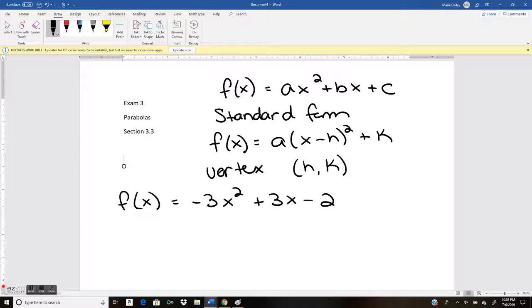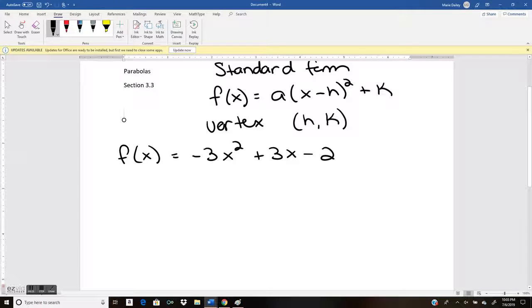Okay, and we want to go ahead and analyze this function. So I want to know, does it open up or down? I want to know its vertex, x and y intercepts, axis of symmetry, and domain, range, all that fun jazz. Okay, so first thing we've got to do is put this into standard form.